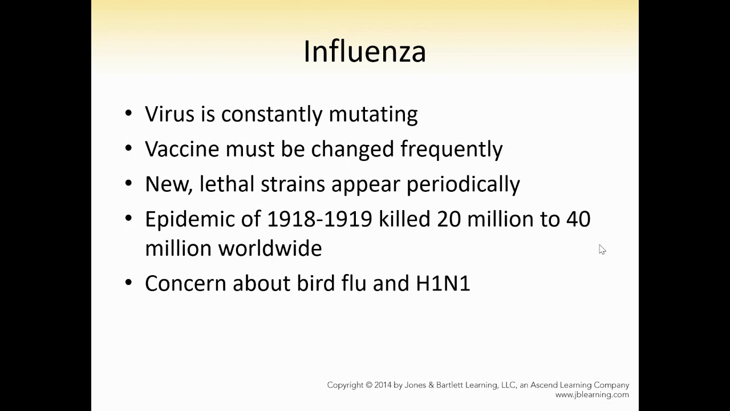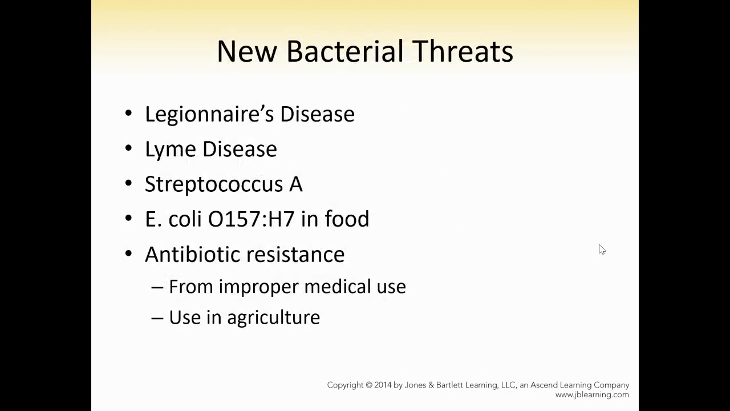The epidemic of 1918 and 1919 killed 20 million to 40 million people worldwide. This was the Spanish flu. Coincidentally, it's called the Spanish flu not because it originated in Spain, but because Spain was the first country to report on the flu. And for a while there was a concern about the bird flu and H1N1, probably about 8-9 years ago, but that was also a serious strain of the flu.